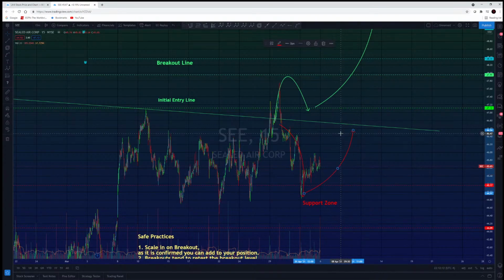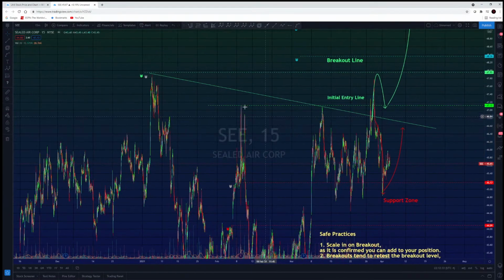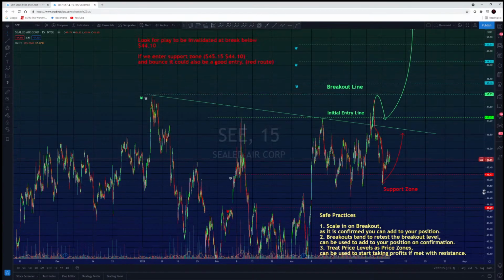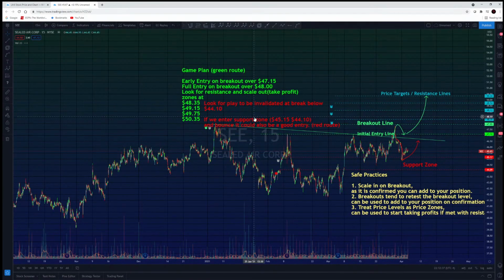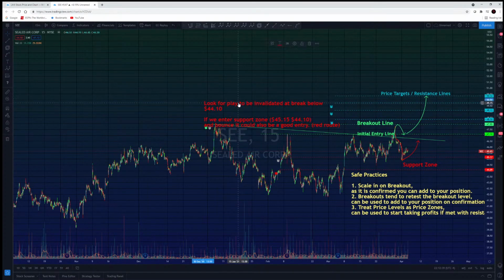Now we're looking for, oh sorry, Sealed Air. This is Sealed Air. Sealed Air had a false breakout, came down, hit the support zone, and now it's going back up. And I would say 46.70 should get us at least somewhat green. As long as it hits it this week, we should be able to break out. And I'll probably take profits when it hits this line here. You can see it's got a pretty formation.